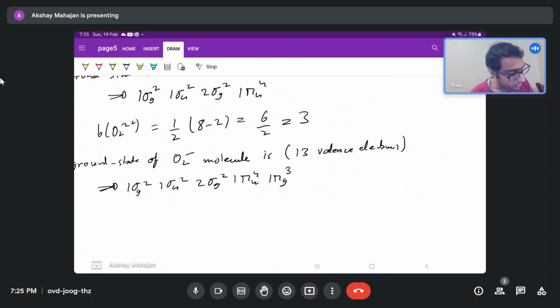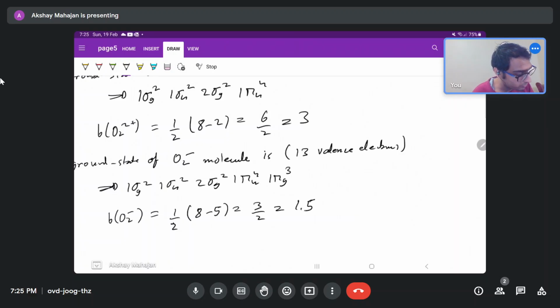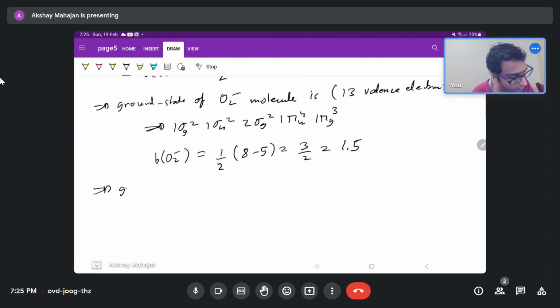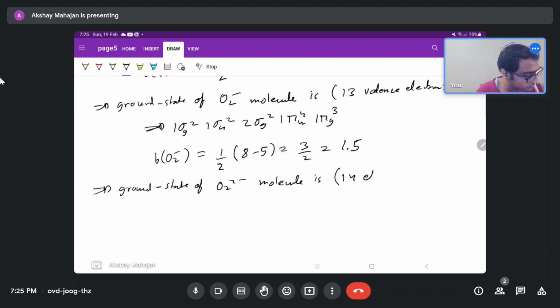Alright, and from here our bond order for O2 minus will be half of 8 minus 5, which becomes 3 by 2, that is 1.5. Similarly, we will have the ground state of the O2 minus molecule, and then we will have 14 electrons.